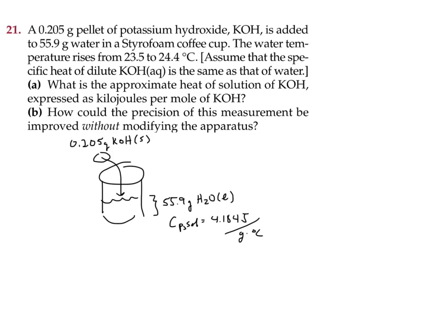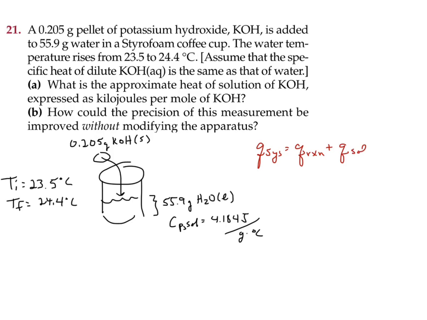The mass of the potassium hydroxide and the mass of the water are given. Again, they say, go with the specific heat of water. All right. So, let's see what else I got. They give you the initial and the final temperature. Of course, we can get delta T.